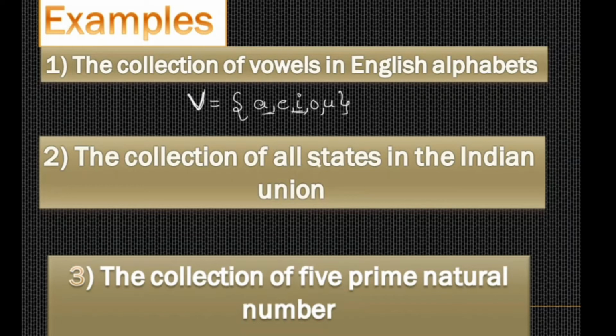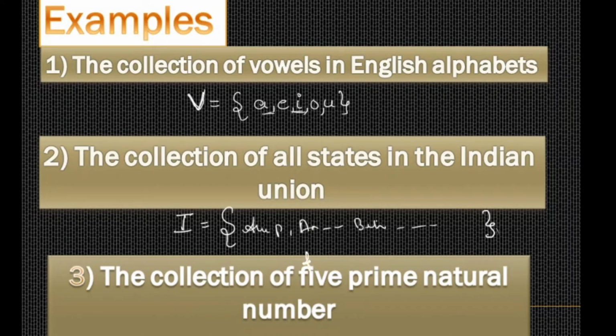The collection of all states in India, the Indian Union. I will take a letter to denote the set, equals curly bracket open, and then you can start writing. The best way of writing all the Indian states is to write in alphabetical order: Arunachal Pradesh, Andhra Pradesh, Bihar, you can go on writing, and when we complete, we will close it with the closing flower bracket.